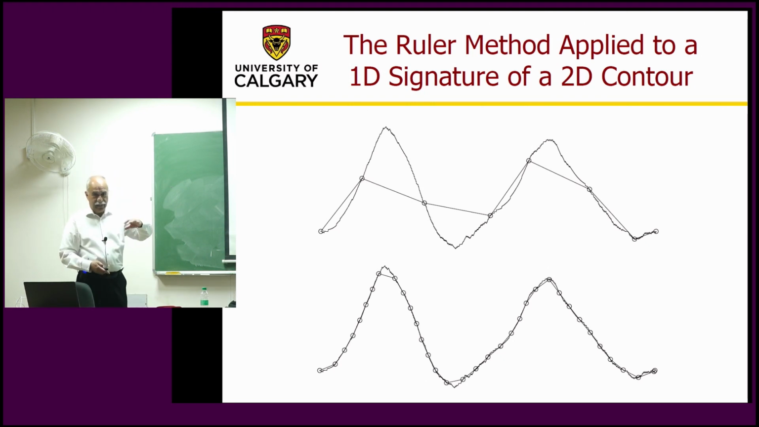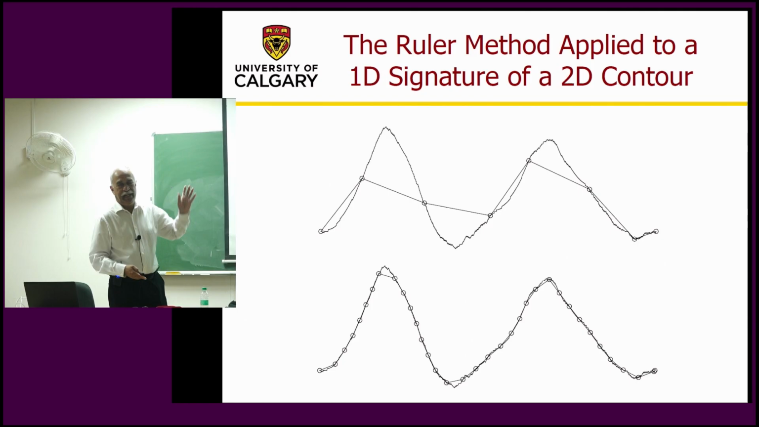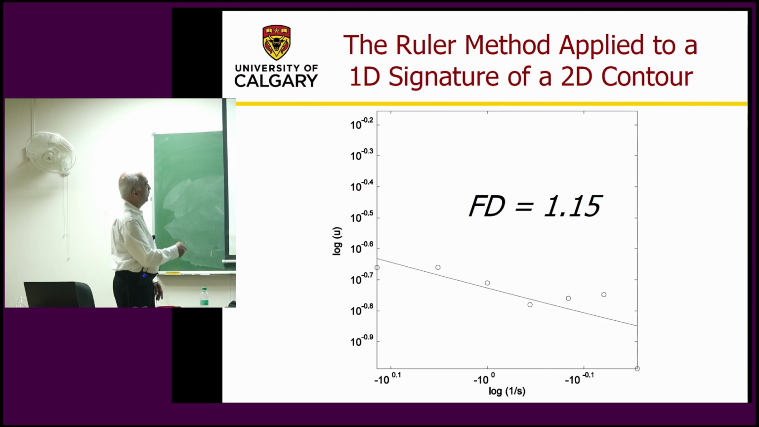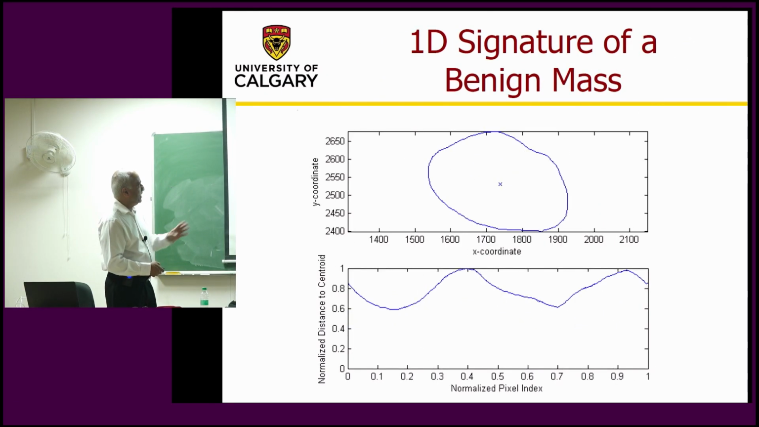So if you want, you may convert from 2D to 1D. If not, do it directly in 2D, it doesn't matter. These are various possibilities. So for one of those contours, FD is 1.15. I mean, is that a fractal is a question. Perhaps some of these are not fractals. So the dimension is low.